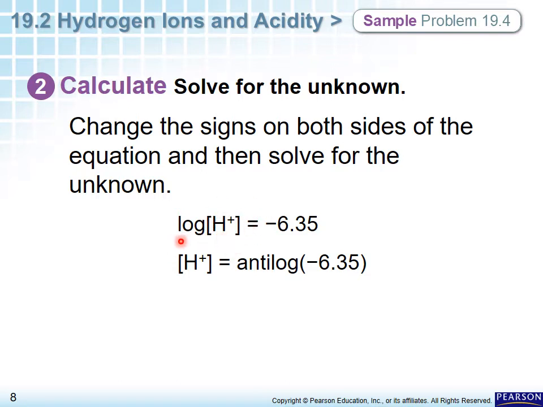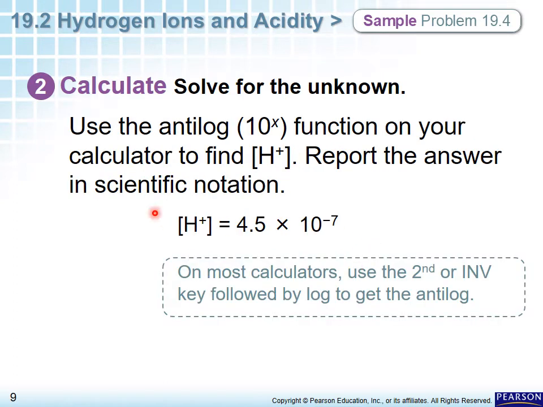So log, going this way, becomes anti-log. Remove the log, take it to the other side, and it becomes anti-log. So H positive ion is equal to anti-log of negative 6.35. Put it into the calculator, press anti-log, negative 6.35. It gives you 4.5 times 10 power negative 7.